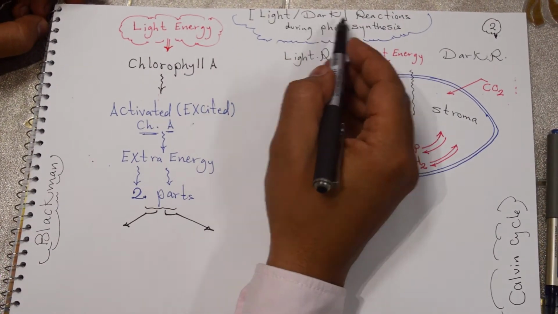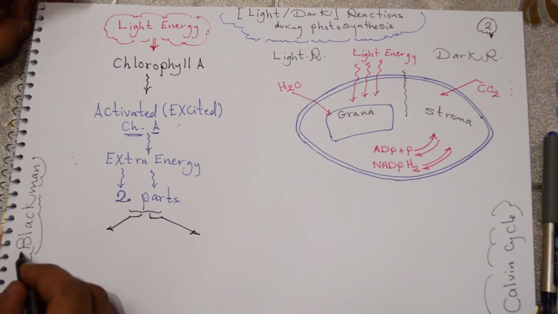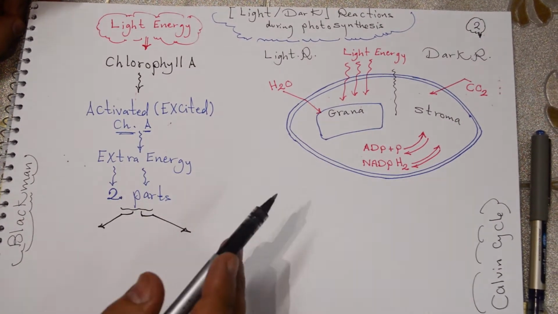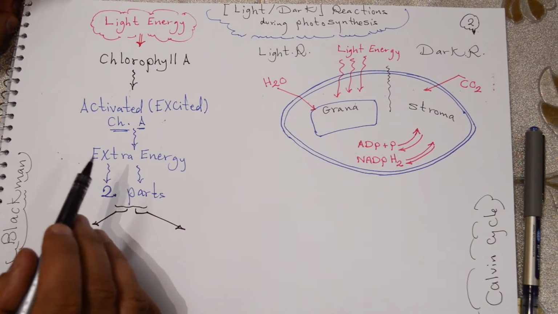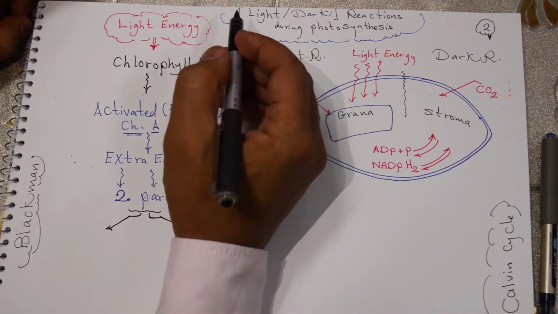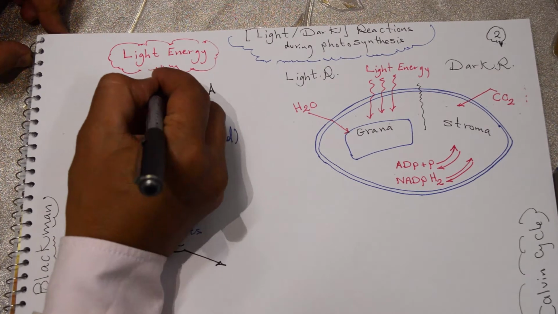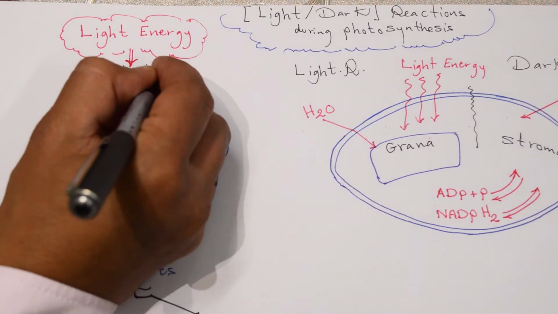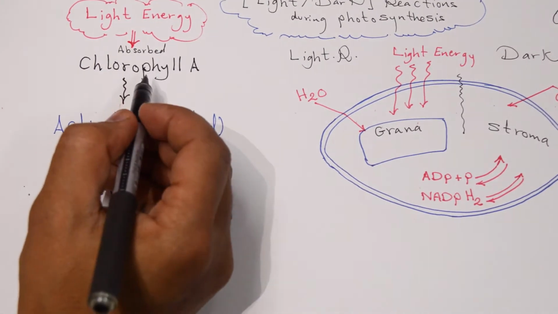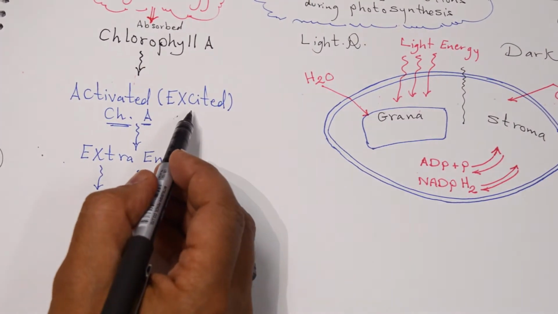Now, the light and dark reactions during photosynthesis, as explained by Blackman. There are two main reactions that occur during photosynthesis. The first one needs light energy. Light is the limiting factor in that reaction, in which light energy is absorbed by the chlorophyll A molecule. When the chlorophyll A molecule absorbs light energy, it becomes activated or excited.